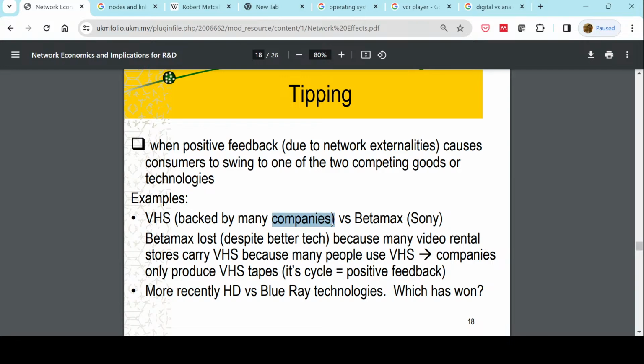So positive feedback for any brand backed by many companies, many brands. Philips using VHS, Sanyo using VHS, GE and others. So positive feedback for that type of VCR player, negative feedback for Sony. So Betamax lost despite better technology, because many video rental stores carry VHS because many people use it. So companies only produce VHS tapes. It is a cycle of positive feedback, self-reinforcing.